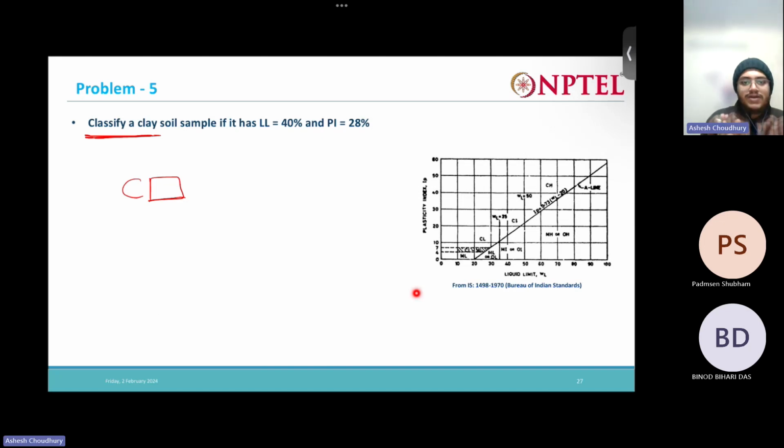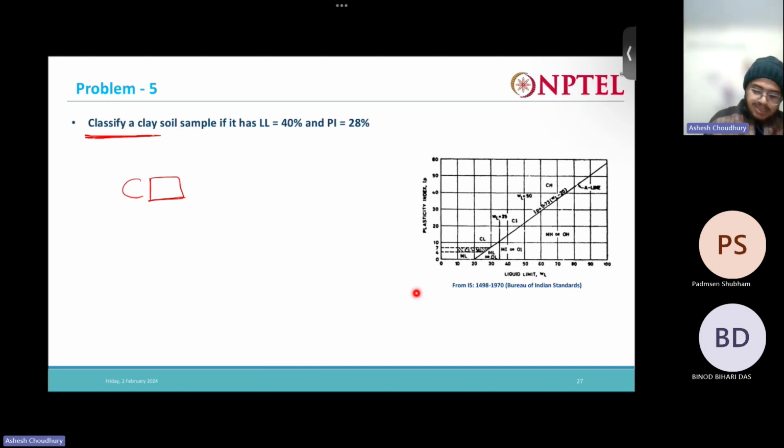So here we have the first part. The first part is this clay, C. We have identified this is C, clay, from the question only. Now we have to identify the second part, the suffix part. So what is the suffix going to be?